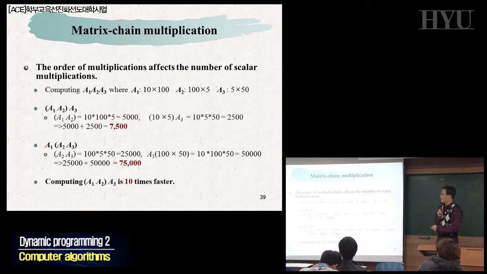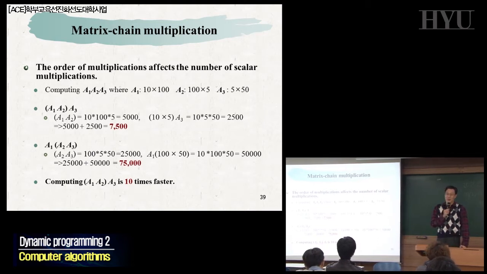Then let's compare these two cases. If we multiply A1 and A2 first, then it's faster by 10 times. 10 times faster. So we have to consider the order of matrix multiplications.